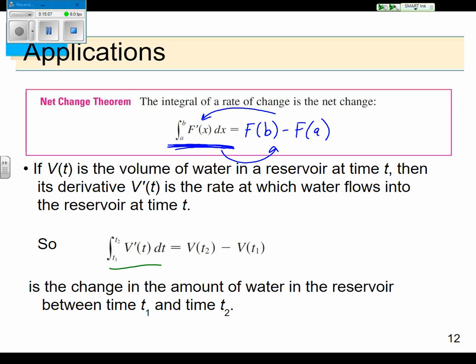If I was to integrate whatever this rate is right here, it would actually tell me the volume of the reservoir in this time interval that goes from T1 to T2. So that's one application of it. We're about to see a lot.